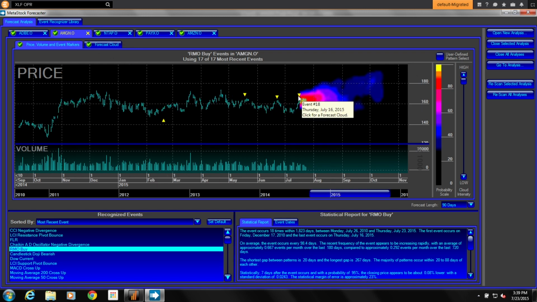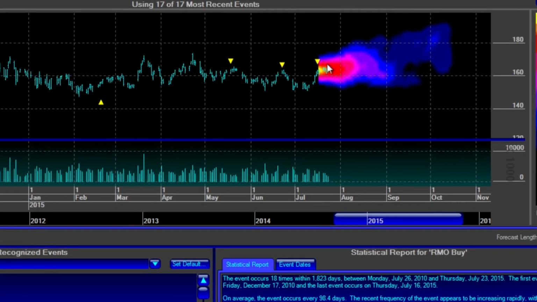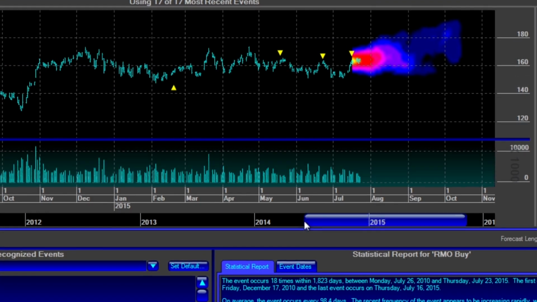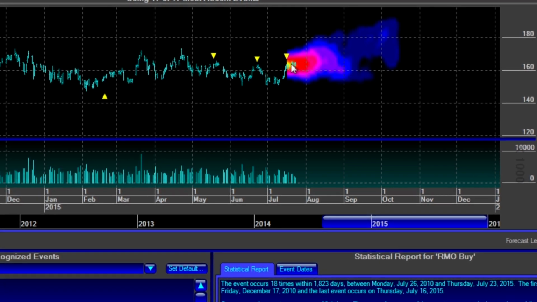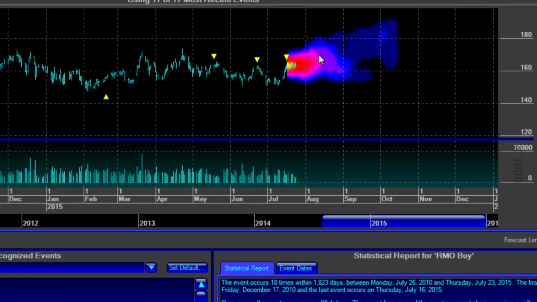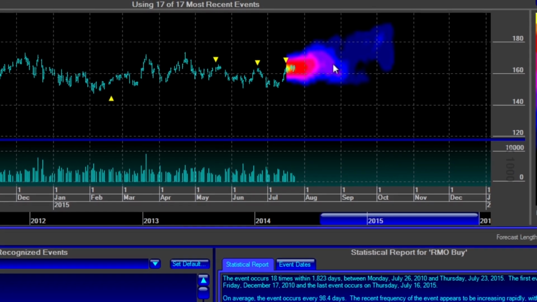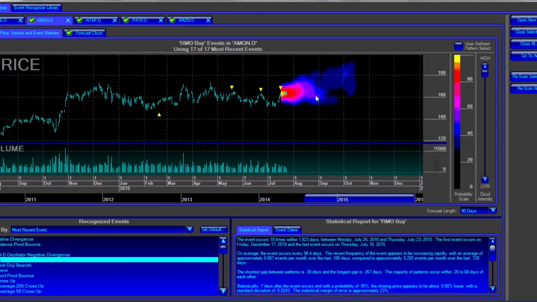So here we can see our current example. So here's what price is forecasting from this point. And we can see that the RMO is showing, after it has an RMO buy signal, that it will tend to pull up before retracing back down over about 30 days.